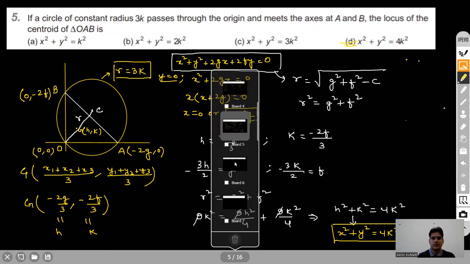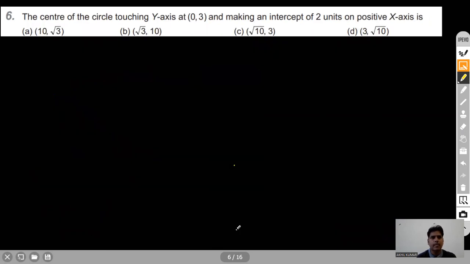Now let's check the next question. Question number 6. It is saying the center of the circle touching the y-axis at 0,3 and making an intercept of 2 units on the positive x-axis is. So we have to find the center of the circle.